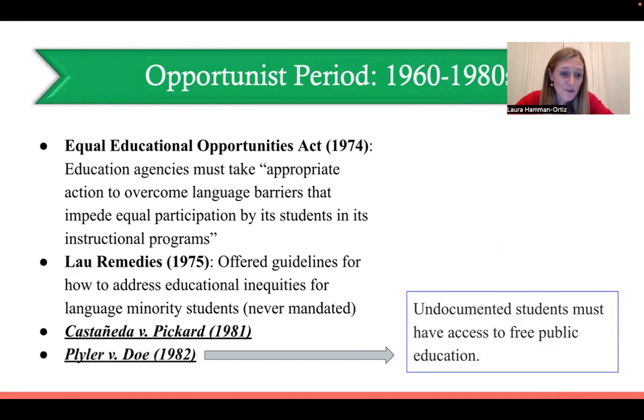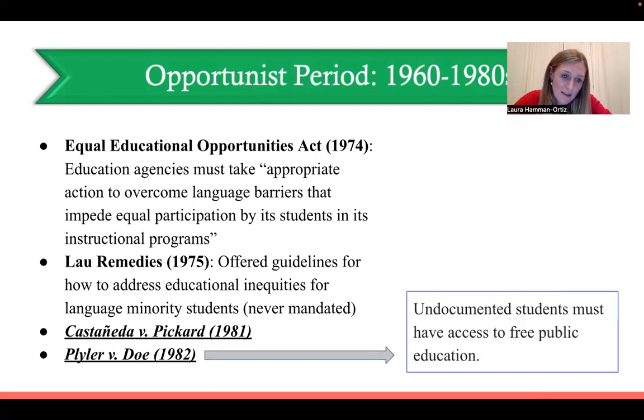And the last, so Castaneda versus Picard is also a very important court case to know. Another one that's important is Plyler versus Doe, which was another court case that began in Texas and was seen by the Supreme Court in 1982. And this was the case that determined that undocumented students must have access to free public education.